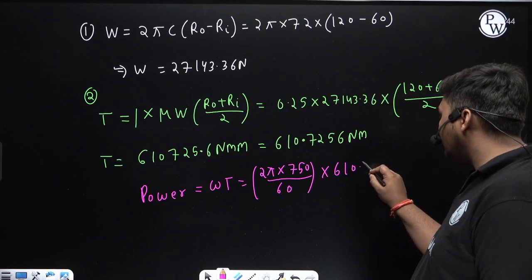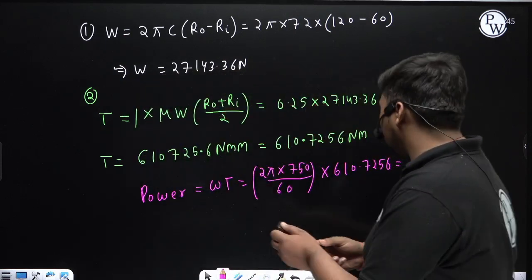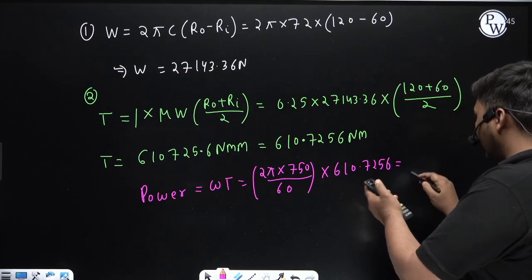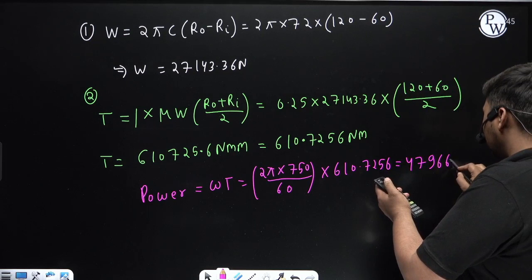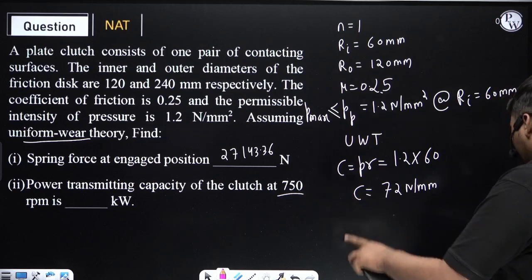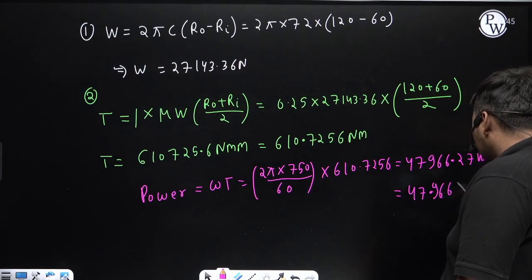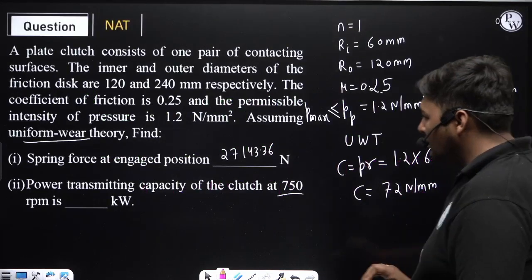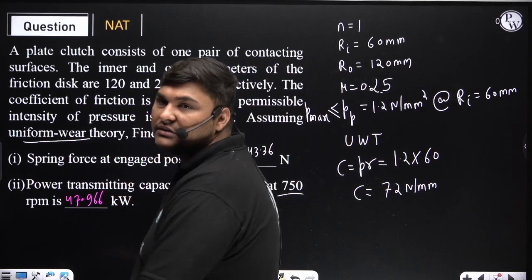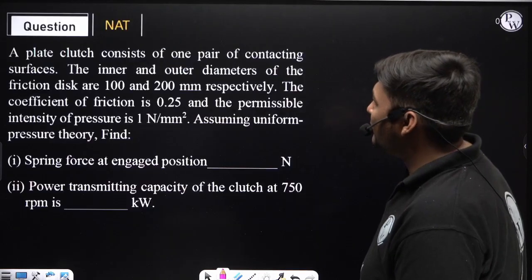Torque is 610.7256. So from this equation power will come in watt. Power is coming 4796.27 watt. Okay, now the examiner is asking for power in kilowatt. So if you convert this in kilowatt, it will be 47.966 kilowatt. Okay, so this is our first question. Now we'll discuss more questions.